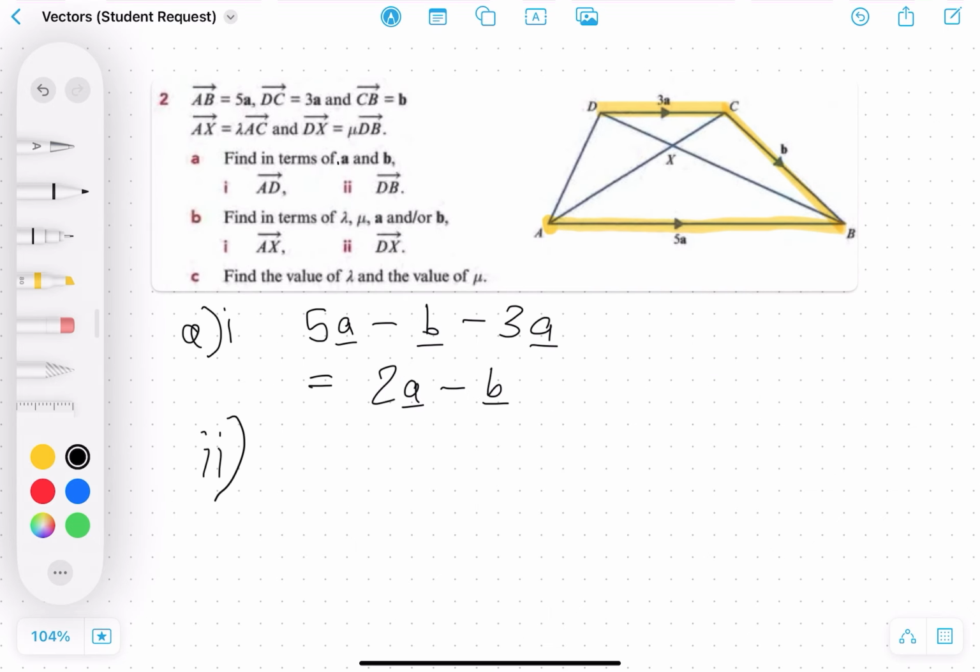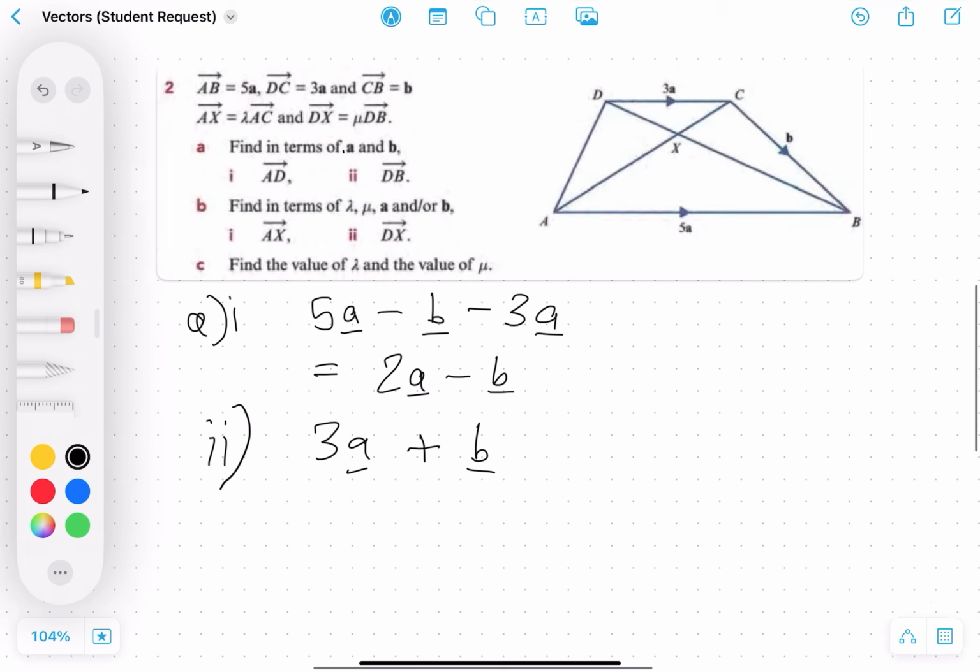Now part 2 of this first question is to find the vector DB. Again, we just use a vector path. First we go from D to C, which gives us 3a. Note how I'm underlining these letters a, just to separate them from a variable a, because this is a vector, and it's good practice to do that in the exam as well. Then we go from C to B, which is plus b. That takes us from the point D to the point B. Okay, so that is the first part of the question done.